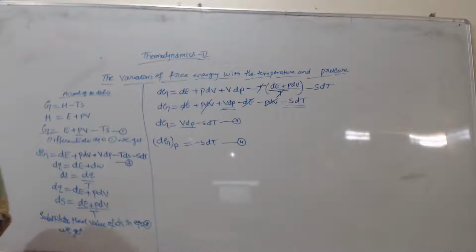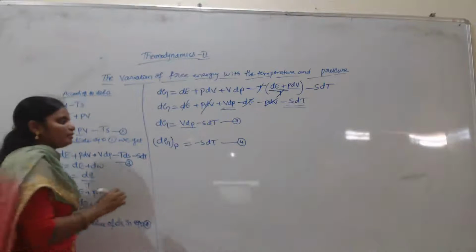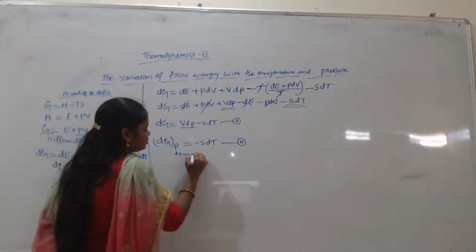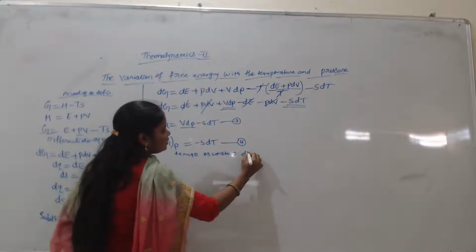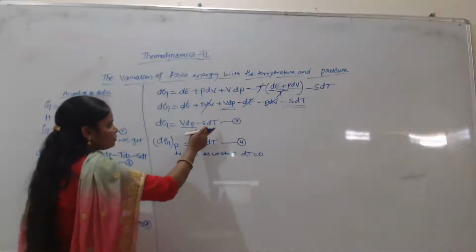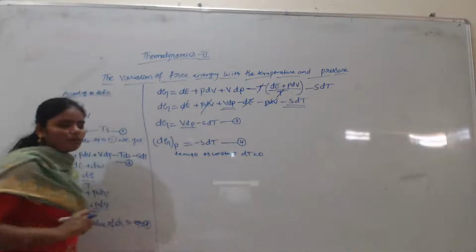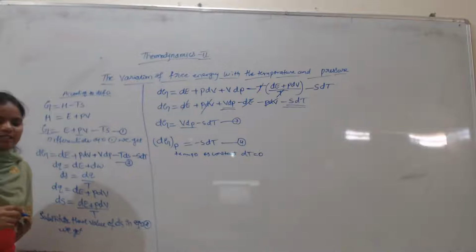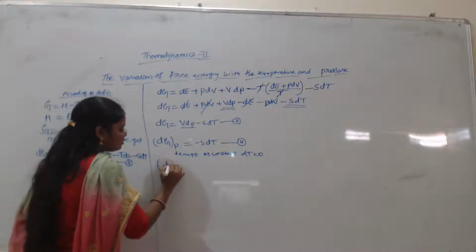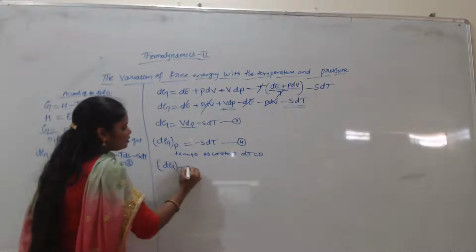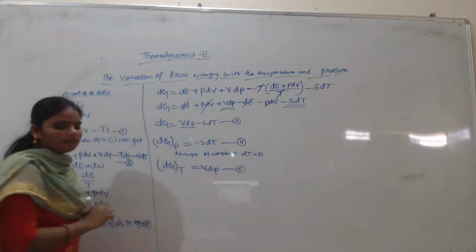Afterwards, the temperature is constant, that is dT is equal to 0. Substituting dT equal to 0, dG at constant temperature is equal to V dP. This is equation number 5.